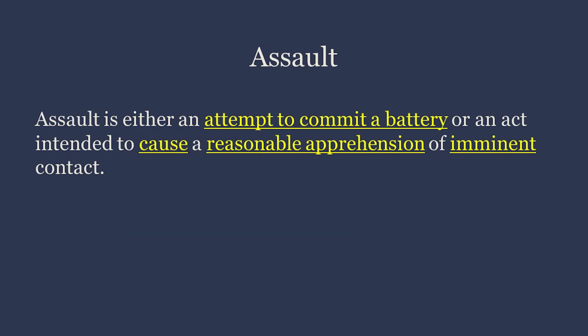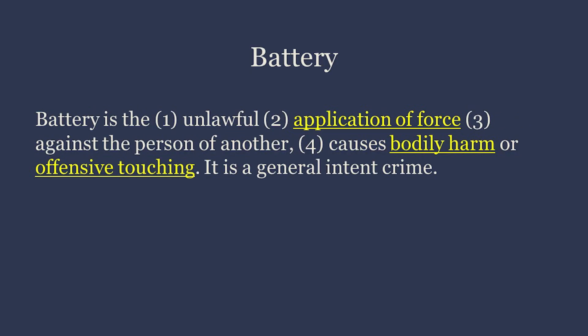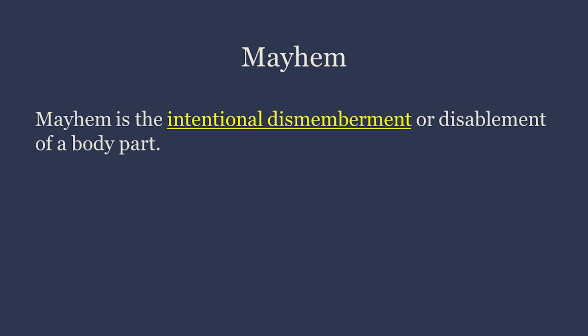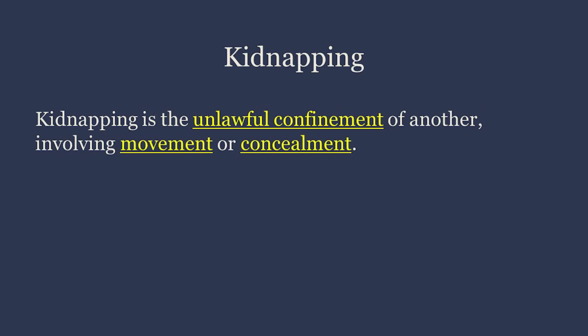Assault. Assault is either an attempt to commit a battery or an act intended to cause a reasonable apprehension of imminent contact. Battery. Battery is the 1. Unlawful. 2. Application of force. 3. Against the person of another. 4. Causes bodily harm or offensive touching. It is a general intent crime. Mayhem. Mayhem is the intentional dismemberment or disablement of a body part. Kidnapping. Kidnapping is the unlawful confinement of another, involving movement or concealment.